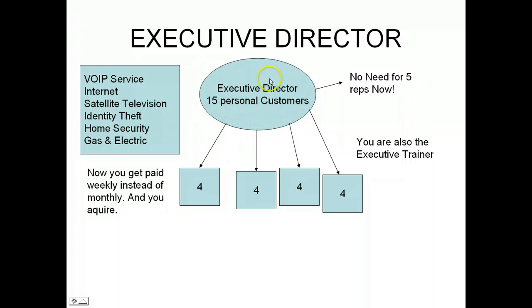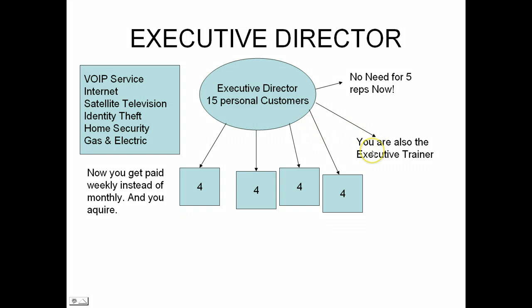So we have 15 personal customers, 4 business partners here, and guess what we're going to do? Bam. Okay. Oh, this is one thing that you didn't know. At executive director, you are also the executive trainer in your open line. So your open line, you have an open line because the person that just joined your organization now is an independent marketing representative. These guys here are independent marketing representatives, right? They hadn't hit a position yet because they hadn't recruited anyone. So now you are the executive trainer because there are no executive trainers in your business, and you are the executive director.